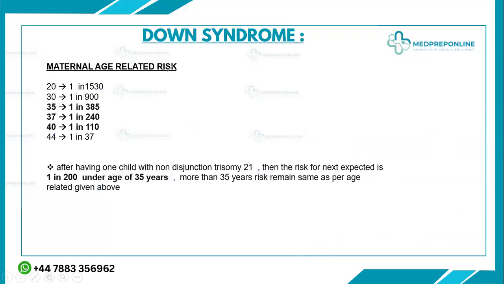Maternal age related risk. We know that with Down syndrome, the higher the maternal age, the higher the risk we have. And we can see that once the mother reaches 35, the risk basically increases. So 1 in 1530, 1 in 900, 1 in 385. Now, 1 in 385. At 37 years of age, 1 in 240. At 40 years of age, 1 in 100. Now this is the high risk. Then at 41, 1 in 110.